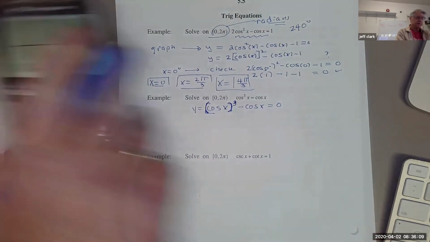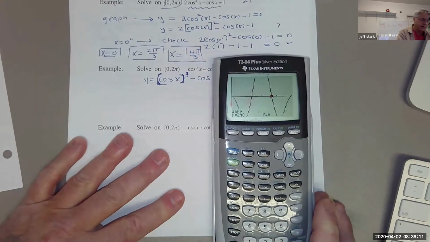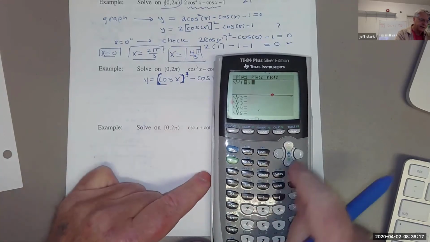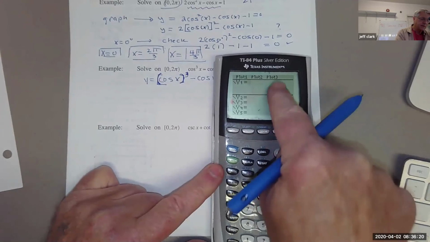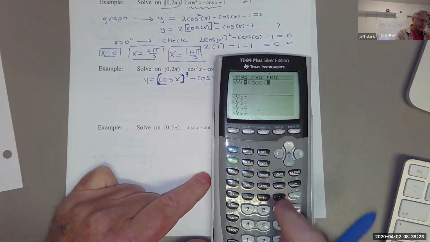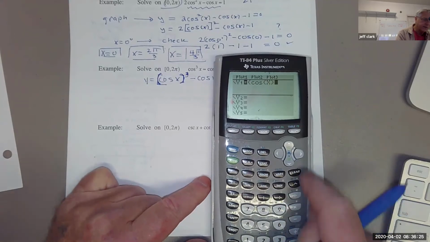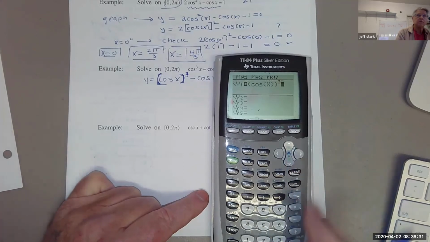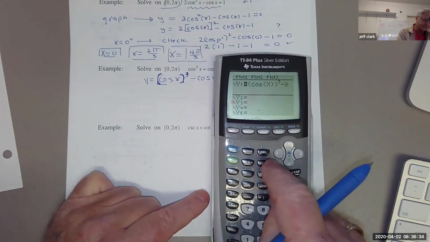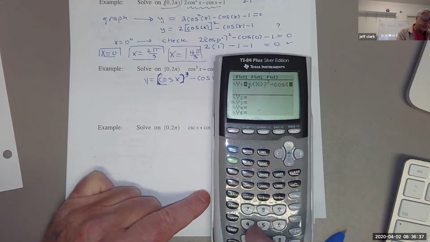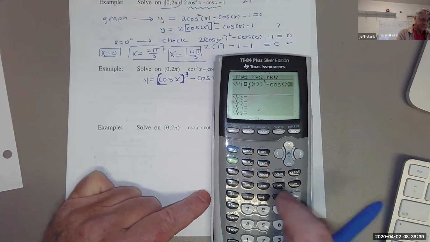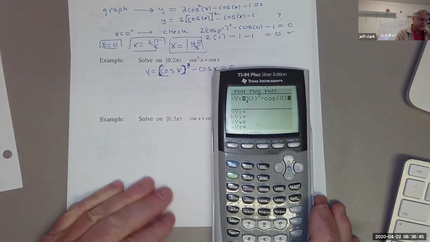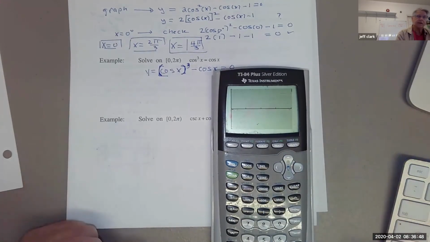So here we go. Start over again. Y equals, in parentheses, cosine x, close the parentheses, and raise that to the 3rd power. And then we'll subtract cosine x. I'm already set up for my calculator in my window feature, so I could graph if I wanted to. Let's see what I get.